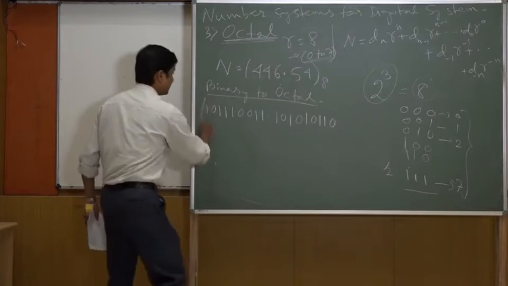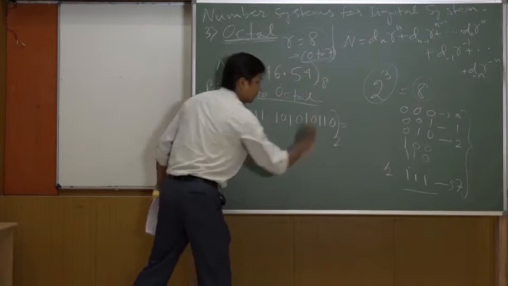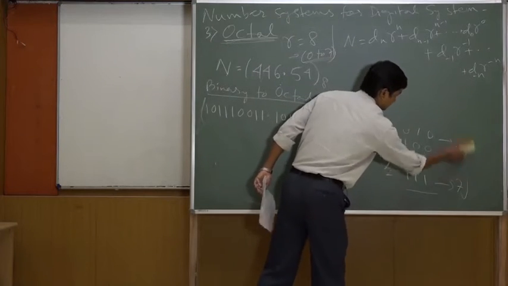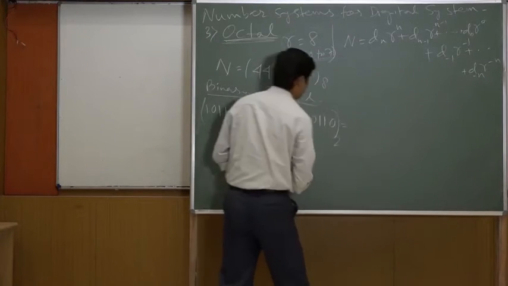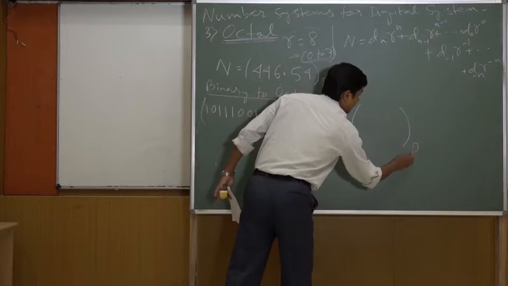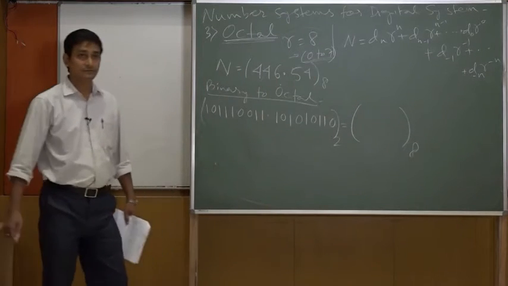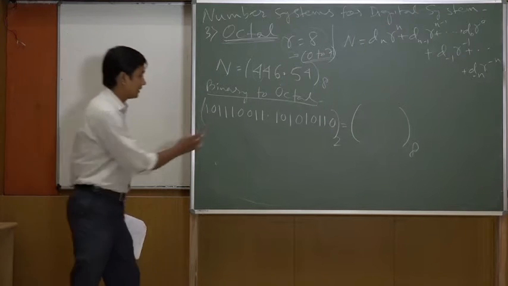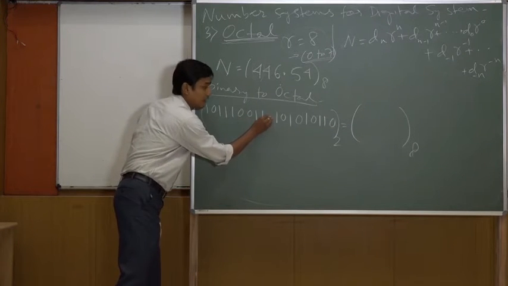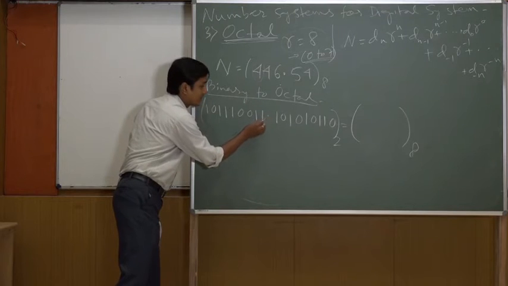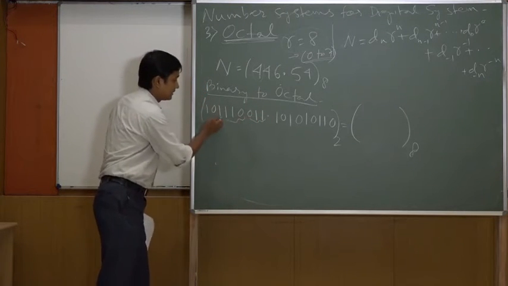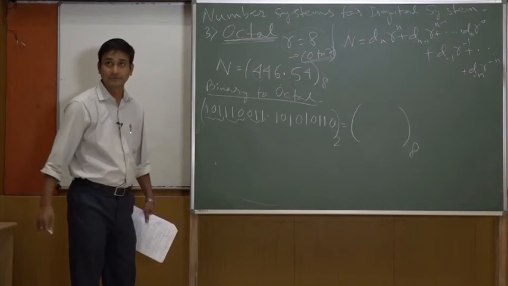So this is the number given to me as a binary number. I need to represent it in the octal system. Just another way, I will start from the point given there. So let us start from here, this 3 bits, then this 3, then this 3.